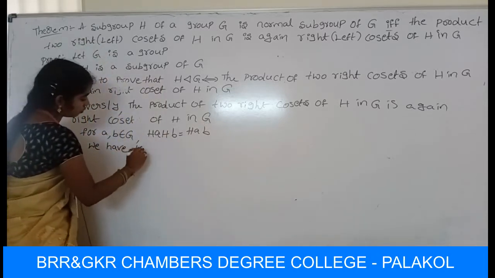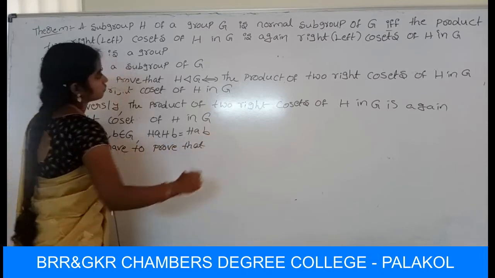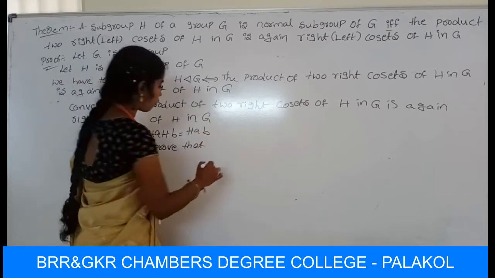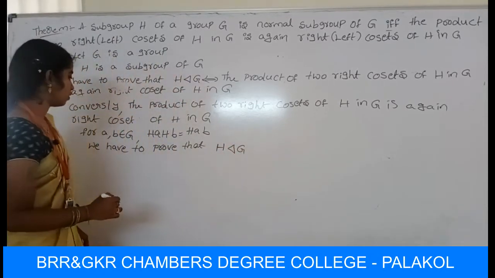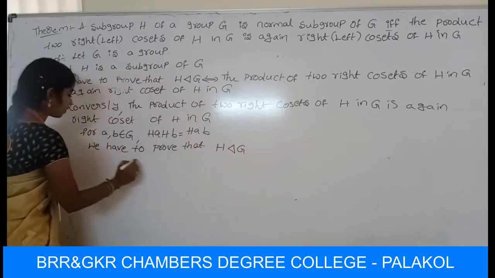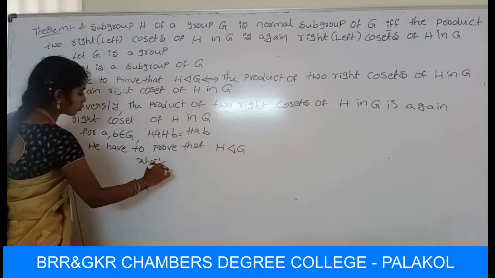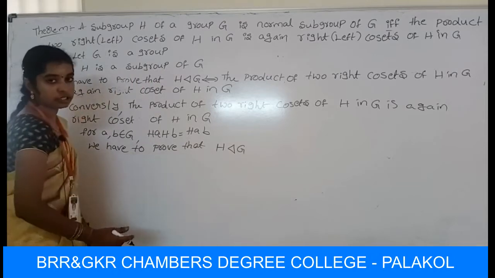So we have to prove that H is a normal subgroup of Z. So finally we have to prove XHX inverse belongs to H. So H is a normal subgroup of Z.